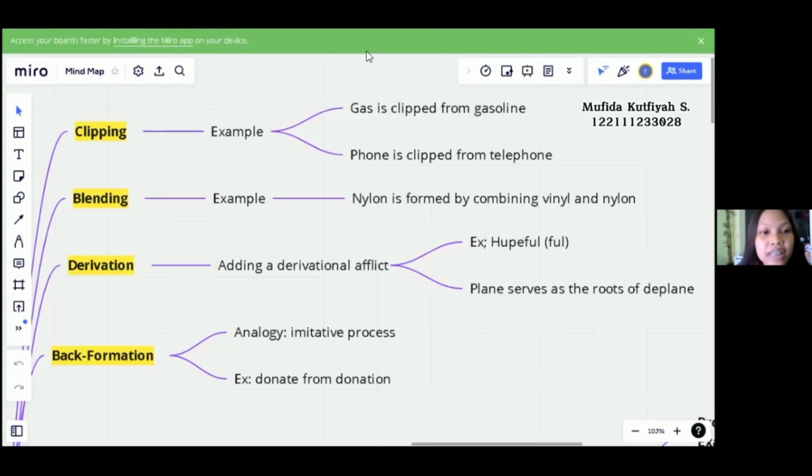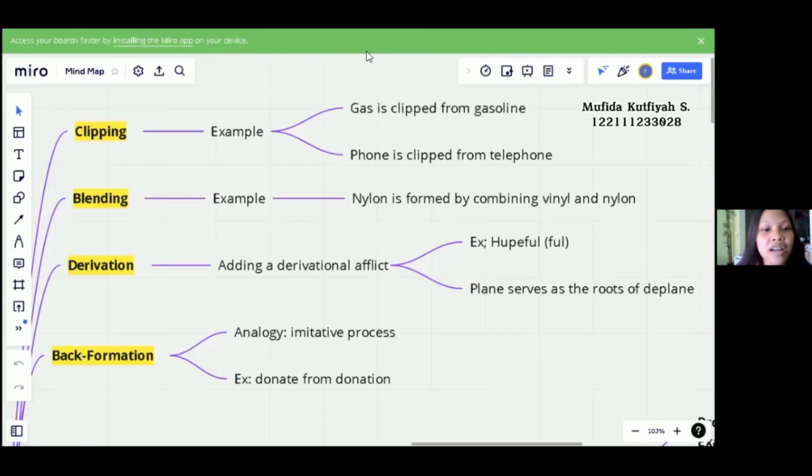The third is derivation. Derivation is the process of forming a new word by adding a derivational affix to a word. The example is the verb plan, which serves as the root for deplane. The derivational affix de- is added to create this new word. Numerous affixes in English can be used in this productive way.